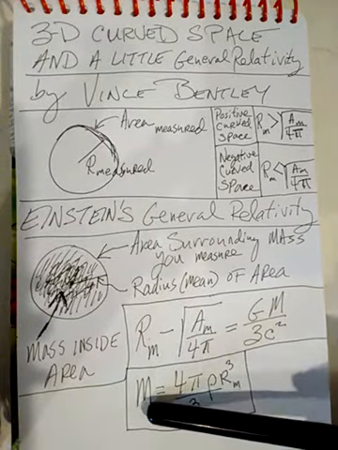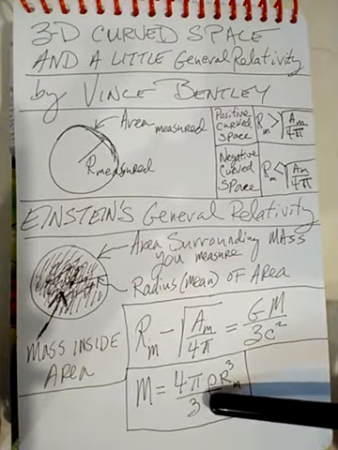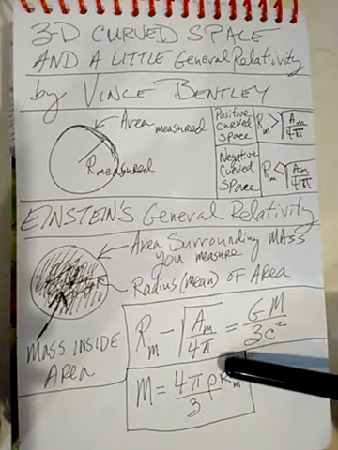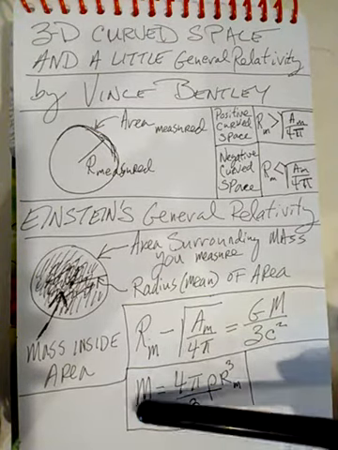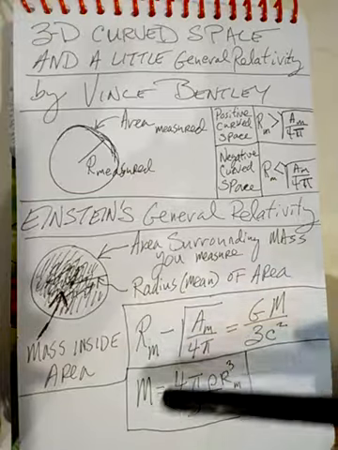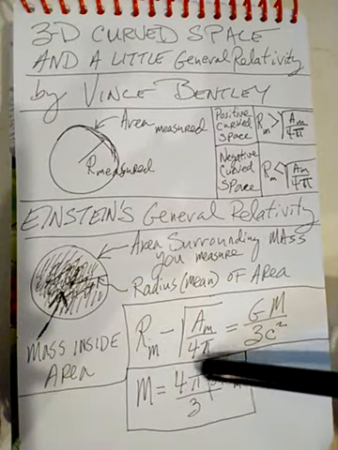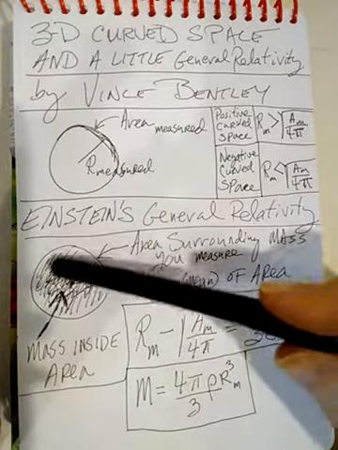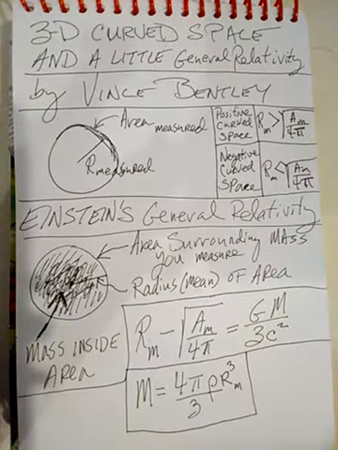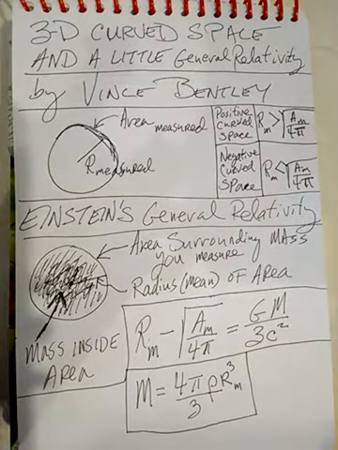And then I wrote here that the mass will equal 4 pi times the density times the radius measured cubed, divided by 3, if you can't measure the mass for some reason and can only measure the density, which you assume is somewhat homogeneous inside your spherical area.